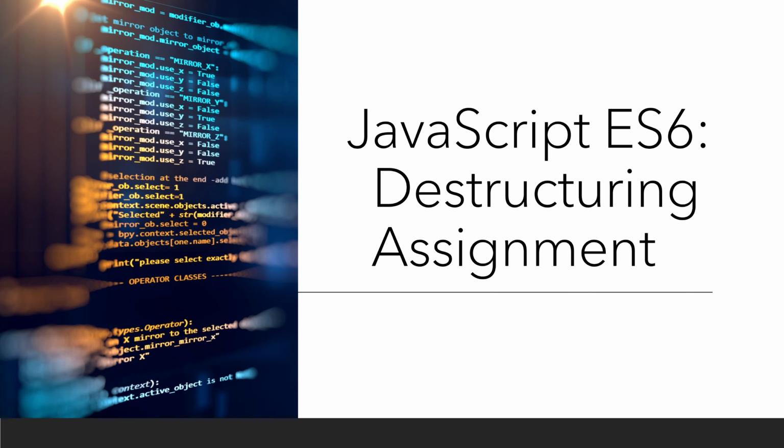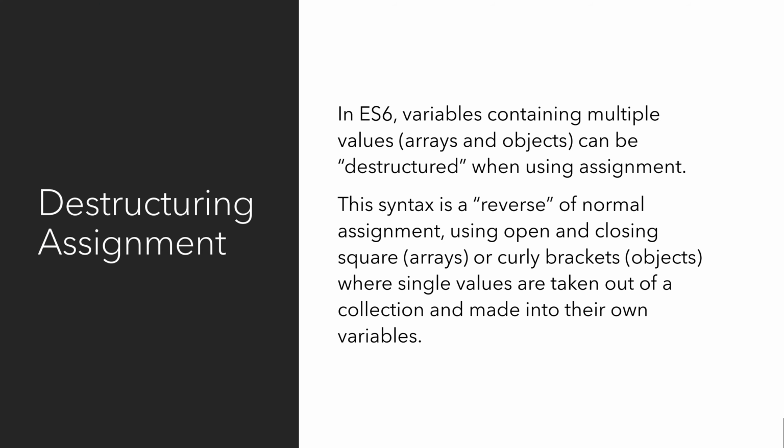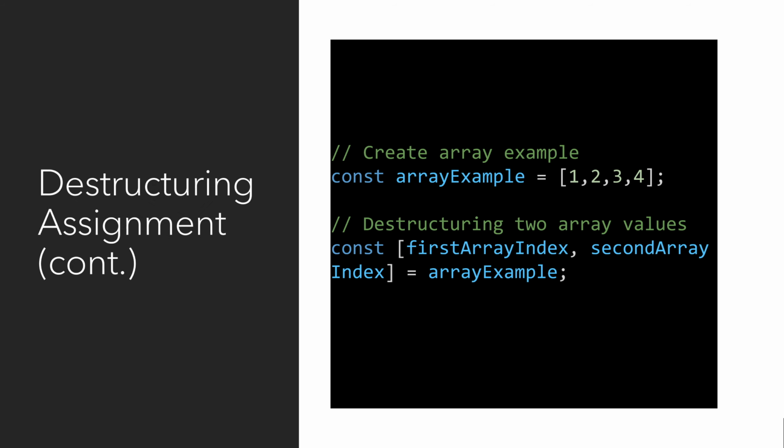JavaScript ES6, Destructuring Assignment. In ES6, variables containing multiple values, arrays, and objects can be destructured when using assignment. This syntax is a reverse of normal assignment using open and closing square brackets for arrays, or curly brackets for objects, where single values are taken out of a collection and made into their own variables. Let's look at two different examples, first using arrays and second using objects.